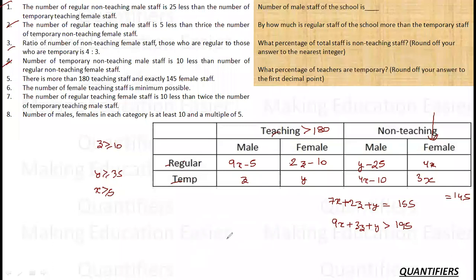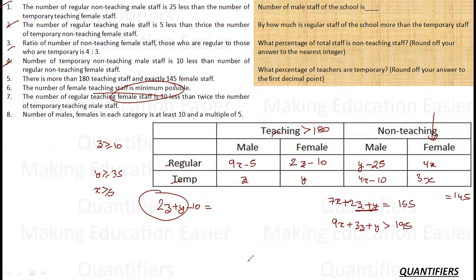Now what else do I know? I know that the number of female teaching staff is the minimum possible. So 2z plus y minus 10 is as minimum as possible. So if I have to minimize this, I have to minimize 2z plus 5. Now what is the minimum value 2z plus 5 can take? If I have to minimize 2z plus 5, I have to maximize 7x first of all.